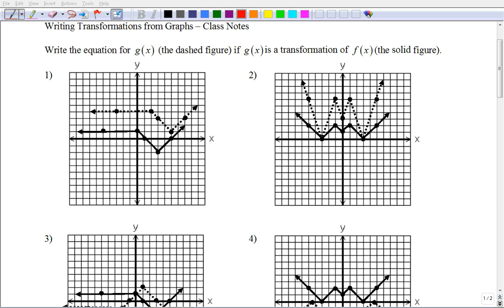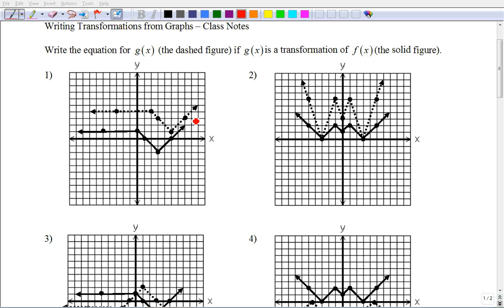Up until this point, we have been given a parent function, and then we are supposed to apply a transformation and then graph the new function based upon the transformations told to us by the equation. But now what we're going to do is look at a graph and observe the transformation that occurs and then write the equation. So we're going to write the equation for g of x, the dashed figure, if g of x is the transformation of the solid figure.